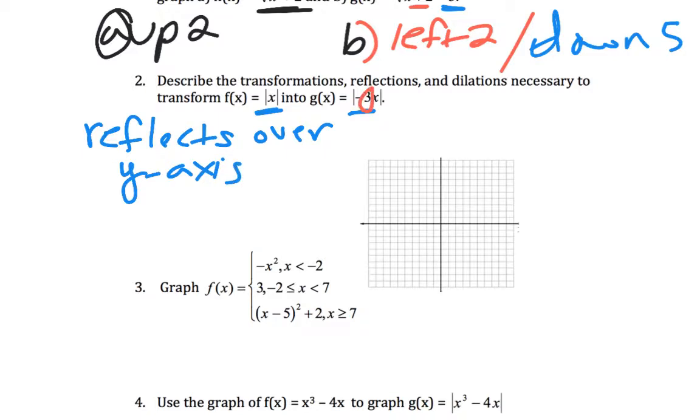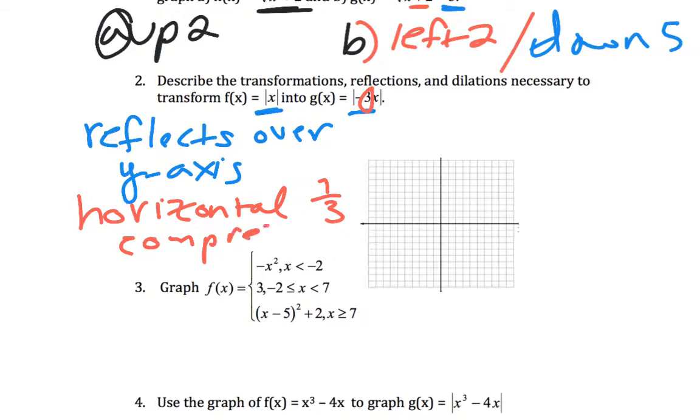And then the 3, it's on the inside, so it is going to be a horizontal. It's not really a 3, it's going to be a 1/3. It's a compressed by 1/3. It's a horizontal compression by 1/3.